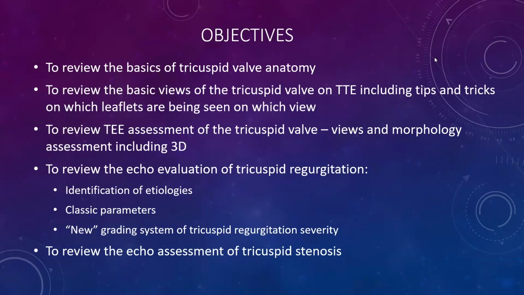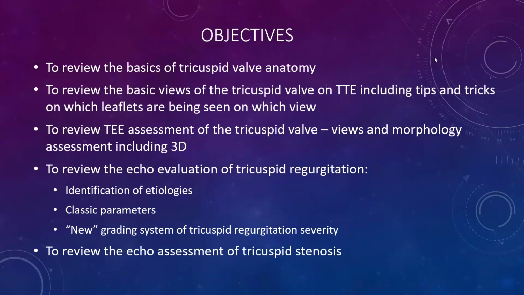And then we'll talk about the echo evaluation of tricuspid regurgitation, including the identification of different etiologies, some of the classic parameters that we use in evaluation of tricuspid regurgitation, as well as the new but not so new grading system for tricuspid regurgitation severity. And then we'll spend a little bit of time, but not that much time, on tricuspid stenosis, kind of proportional to the amount of tricuspid stenosis that exists compared to the tricuspid regurg burden.